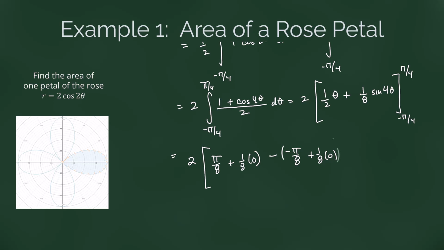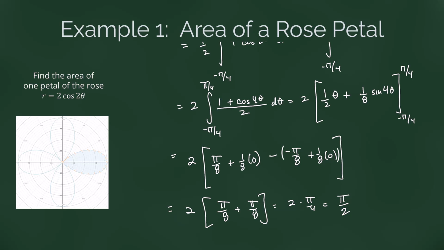I wrote theta instead of 0 there. There we go. And so we get 2 times pi over 8 plus pi over 8, which is pi over 4. So we get 2 times pi over 4, which is pi over 2. So the area of one petal of that rose is equal to pi over 2.